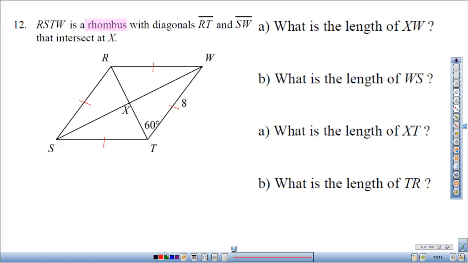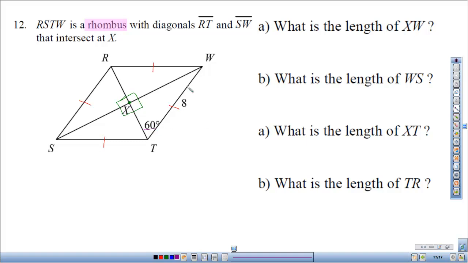Okay, and a couple other things you need to remember about a rhombus is where the diagonals intersect. They're intersecting right here at point X. In all rhombuses, those always make a right angle, right? The diagonals are perpendicular is the way that we would say that. And if you pay enough attention, you'll notice they told us this angle right here is 60.